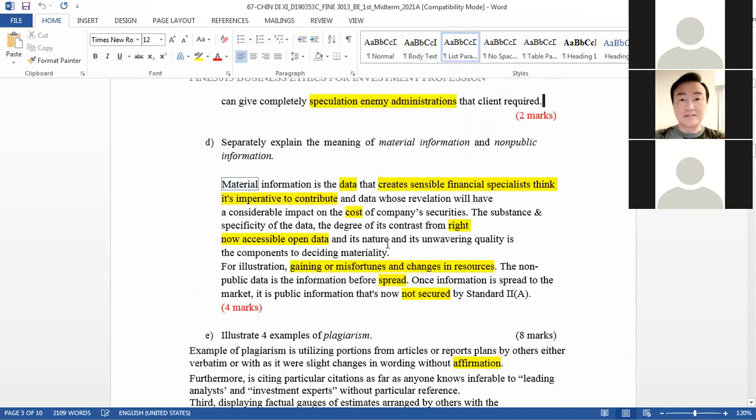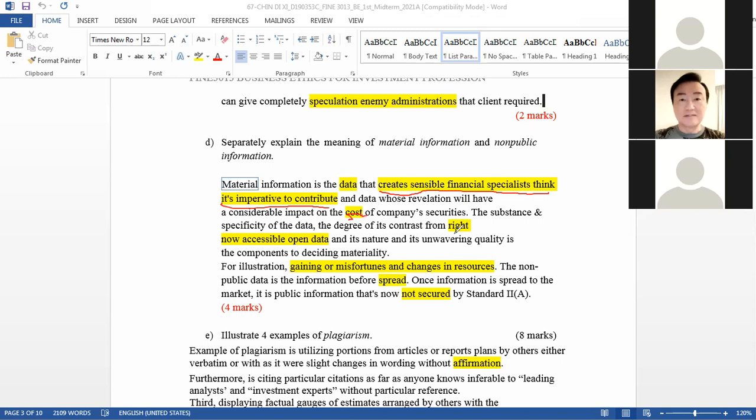This part, again, you know, you're trying your best to talk about materiality and non-public. Again, you make a mess. This is a mess. Material information is that creates sensible financials. Wow, this is, can't you feel it? That creates sensible financial specialist thing is imperative to contribute. What the hell you're saying? Impact on the price of the security, not cost.